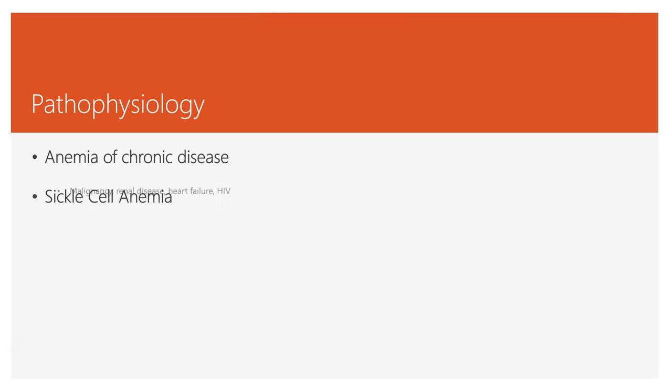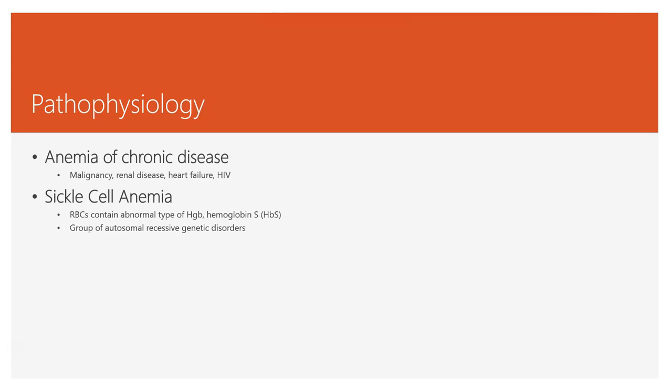Anemia of chronic disease is usually seen in malignancies, renal disease, heart failure, and HIV. Sickle cell anemia, the red blood cells contain an abnormal type of hemoglobin, hemoglobin S, which is sickled, and it's a group of autosomal recessive genetic disorders.